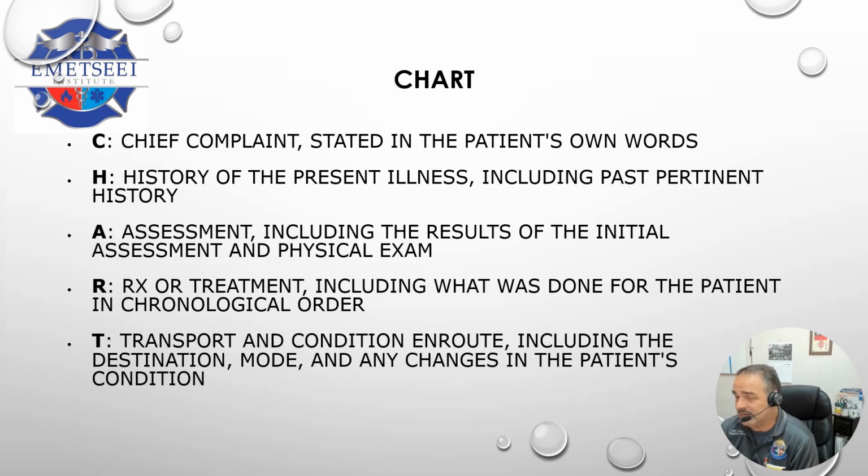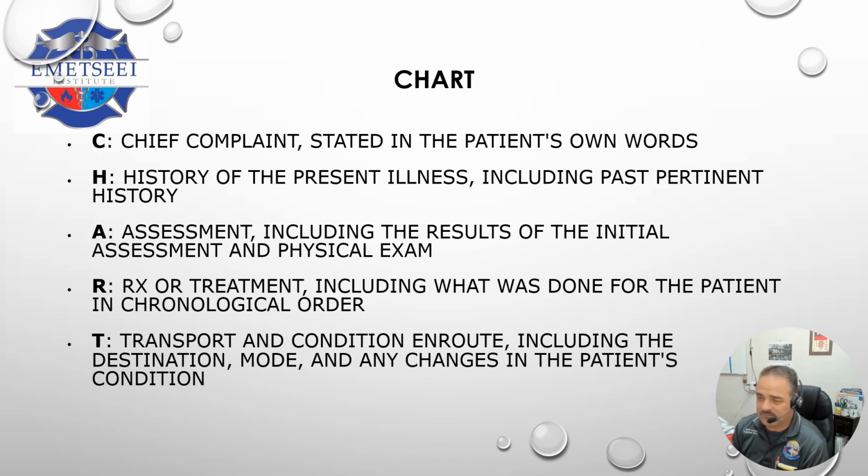So chart, just a little bit different. Chart is based on the following components. There's a total of 5 of them. A little bit easier. A lot of people like chart versus SOAP. Either one, like I said, is fine. Chart stands for chief complaint. This is obviously stated in the patient's own words.